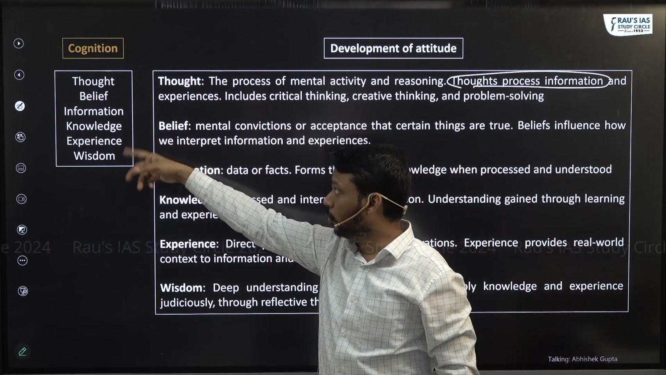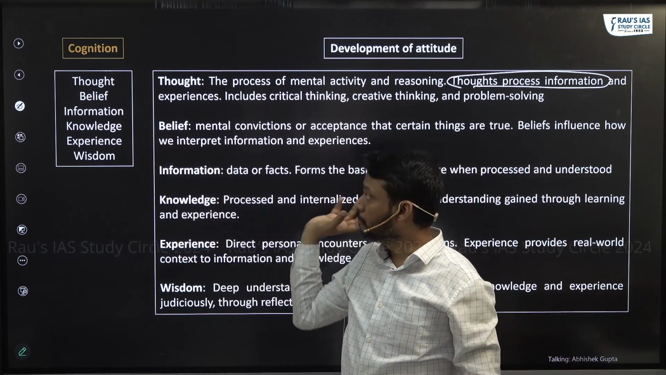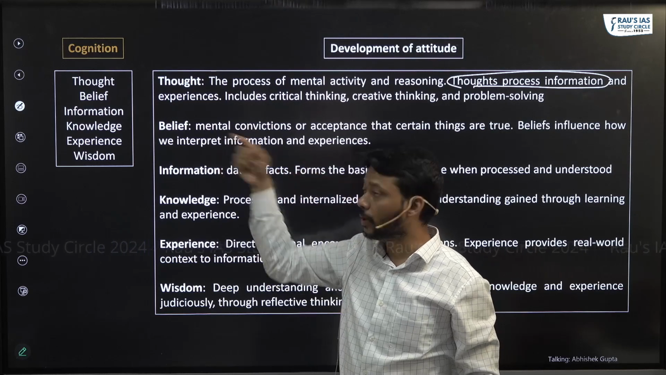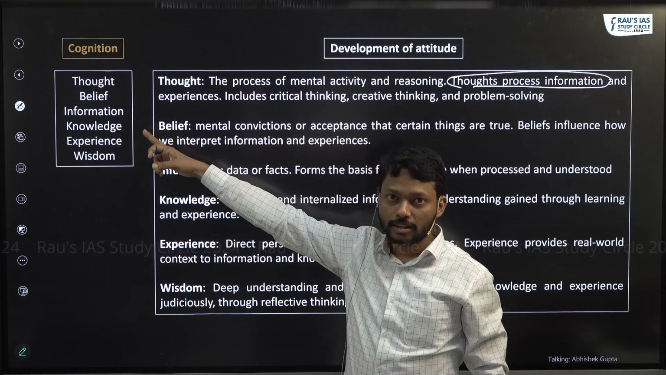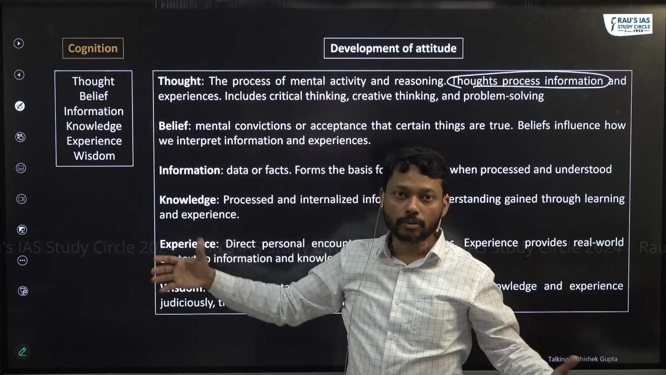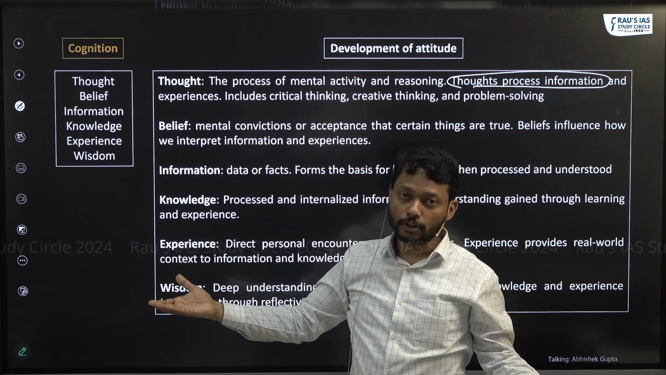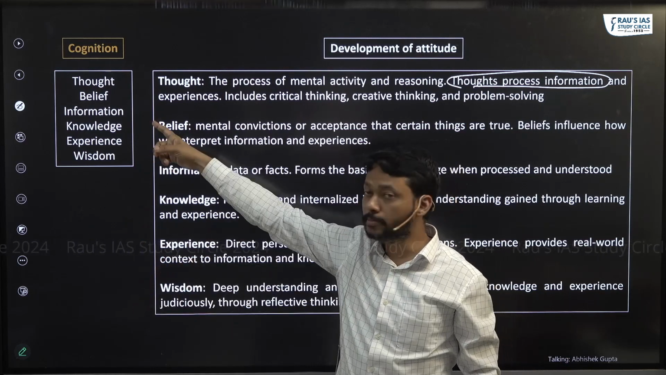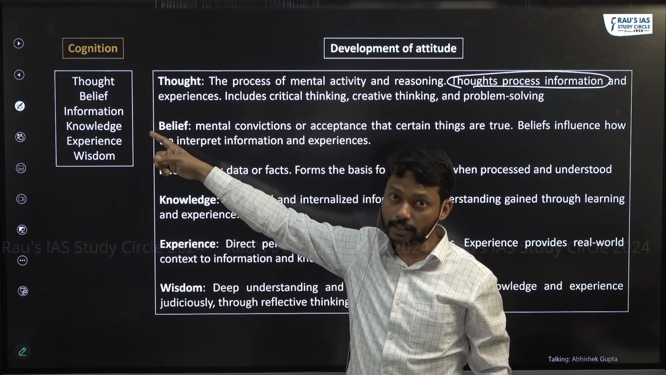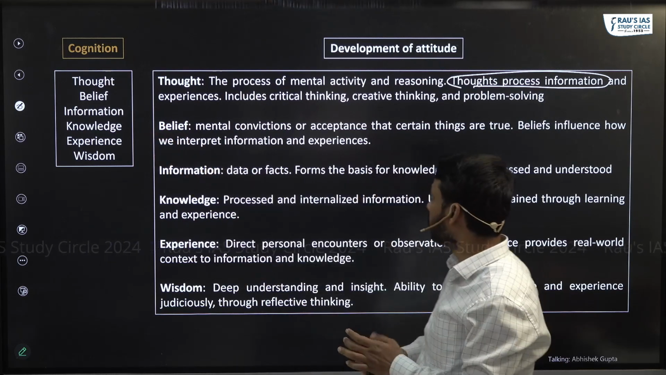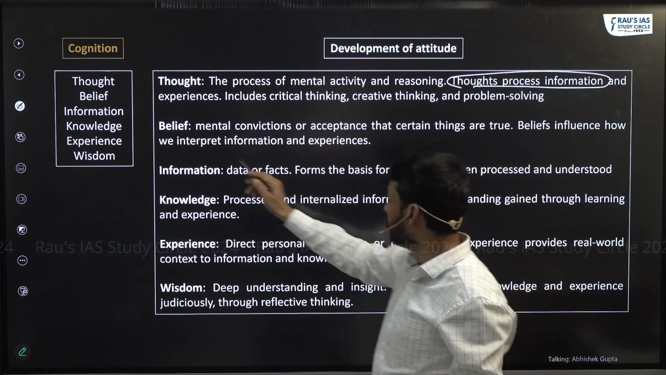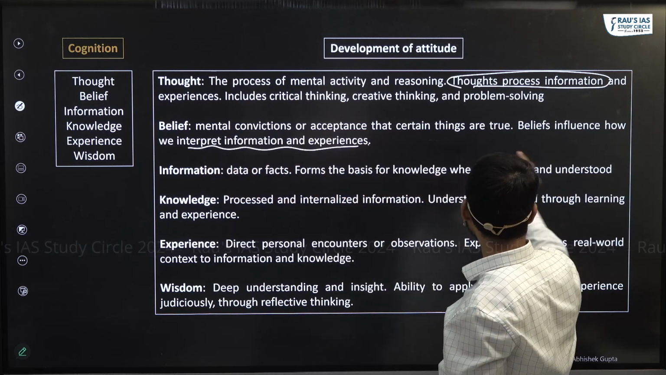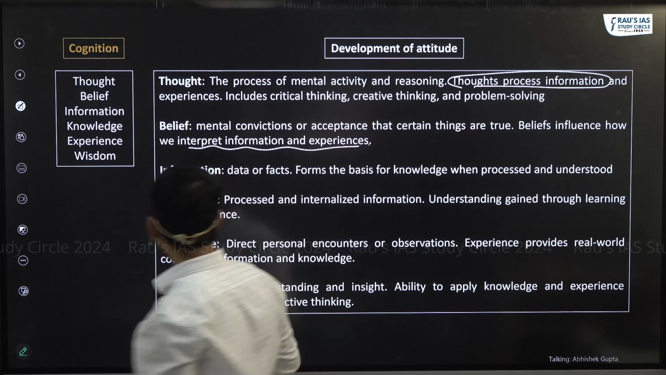Thought, you understand, is mental activity, the thought process of information and experience. The information we hold, the experience that we have, that is processed. We make sense of it when we actually think about it. Belief is our mental conviction, something that we are convinced about. That may be true, that may not be true, but we do not have a conclusive proof for it. So that remains belief. But we are convinced that that is right. And belief actually has bearing on how we interpret our information and experience. It influences greatly how we interpret.